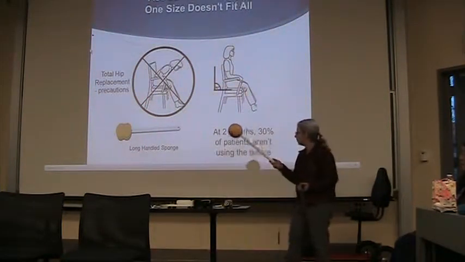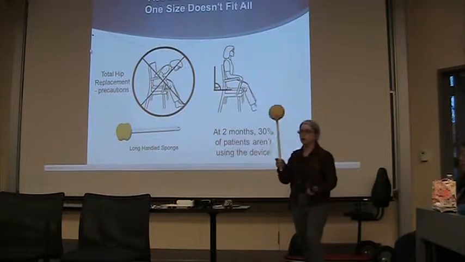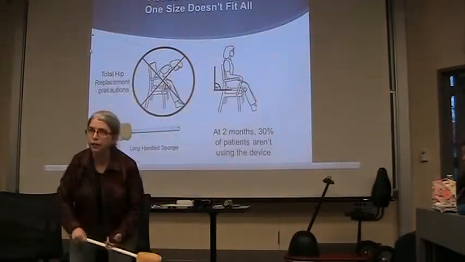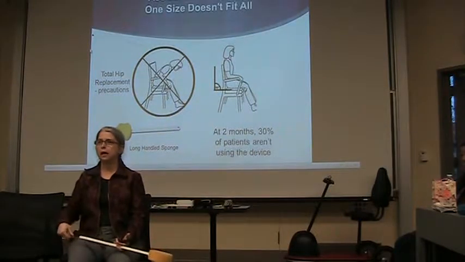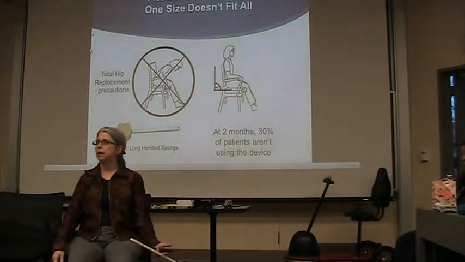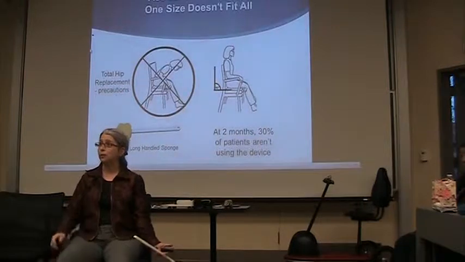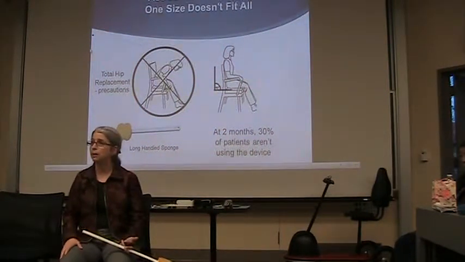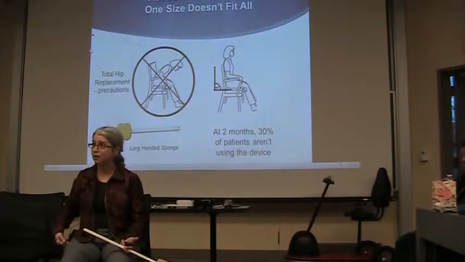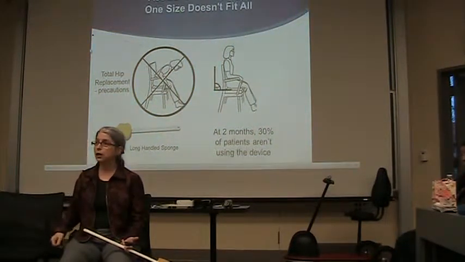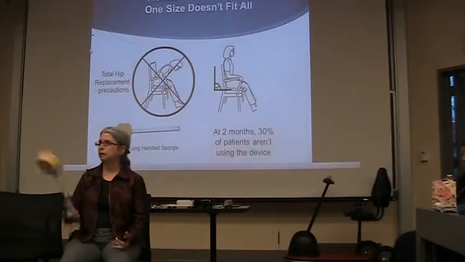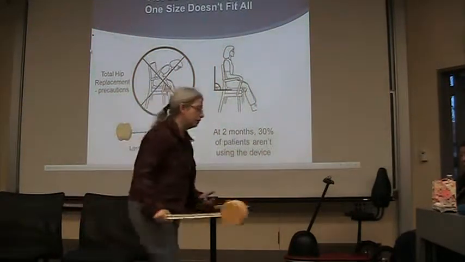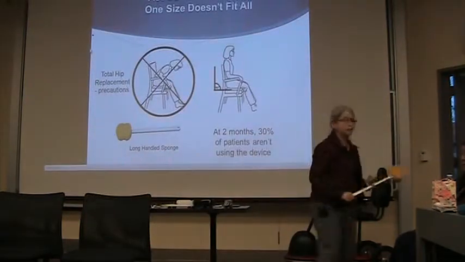This is my favorite example. This is a long-handled sponge. So if you've gotten a disability and you're sitting down, but you're not allowed to move past 90 degrees, and you can't bend over because you're going to pop your hip out of your socket that we just gave you, how are you going to wash your feet? So you're going to have something to do this, right? It could be this, it could be something else.